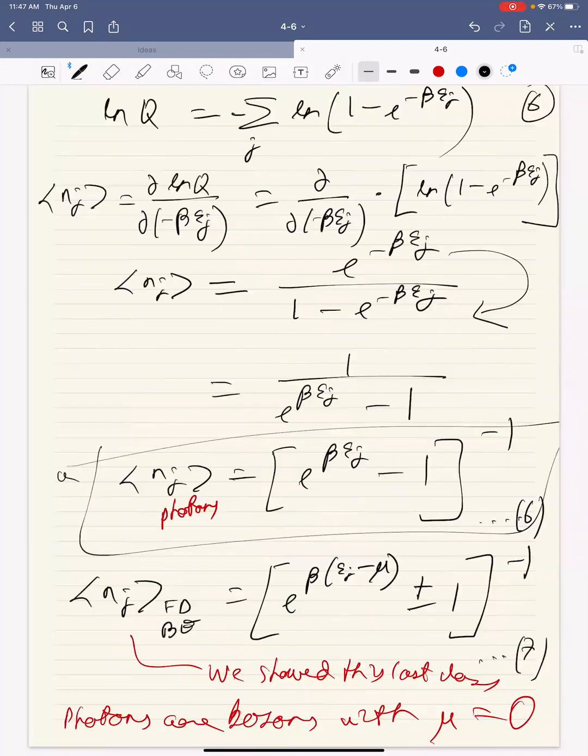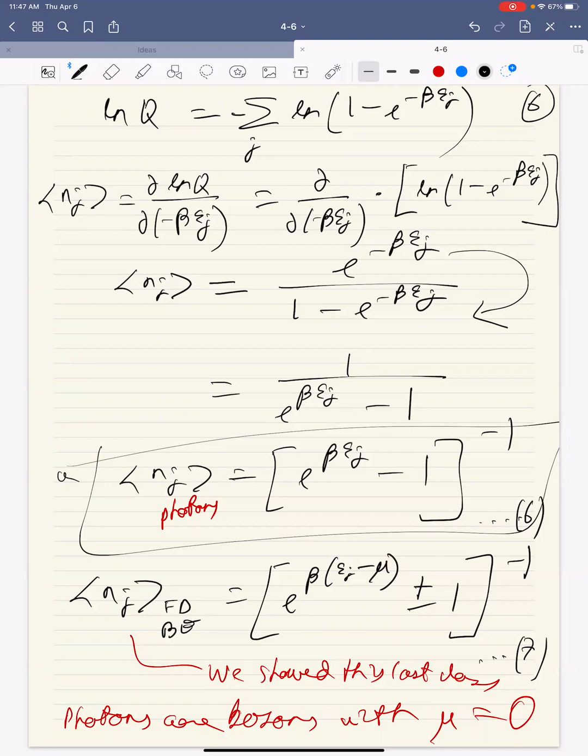So that's what we get. Photons are, this is also a popular qualifying exam question. Why? What does it mean when I say that photons are bosons with chemical potential 0? Same thing for phonons. Phonons are bosons with chemical potential 0. Electrons, however, they have chemical potential. You cannot just create an electron out of nowhere.